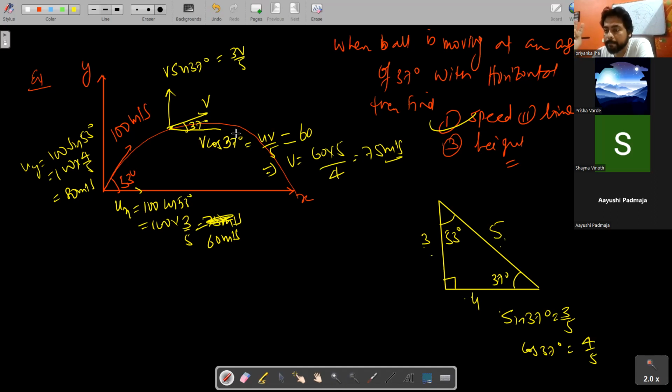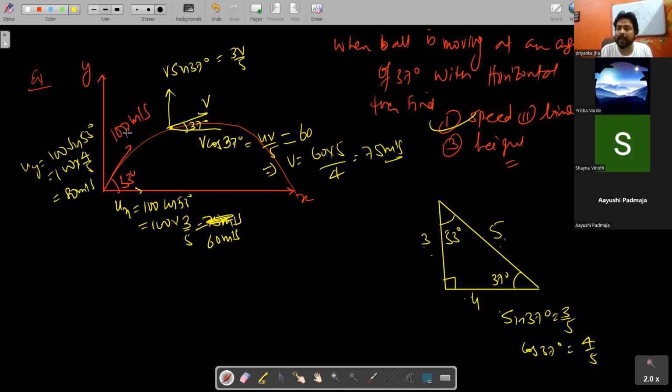Understood? Sir, so here for finding the speed in the horizontal direction, I directly used v cos theta, where v is 100 and cos 37 is 4 by 5. So there I'm getting... No. See, at 53 degrees, you projected the object. Now, at a certain point, it will be at 37 degrees to the horizontal. That time, this speed will be different now.